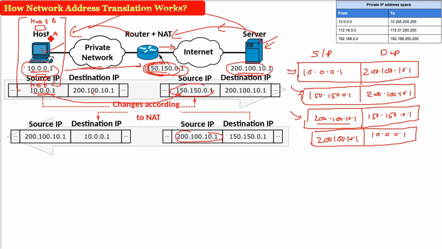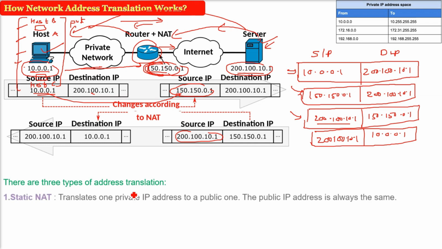So basically, hosts are in the private network. In this, we have private IPs. They have to be converted or translated into a public IP so that they can get connected to the internet. And this has to be done one way and the other way also. So there are three types of address translation. One is the static NAT. Static NAT is all about translating one private IP address to a public one.